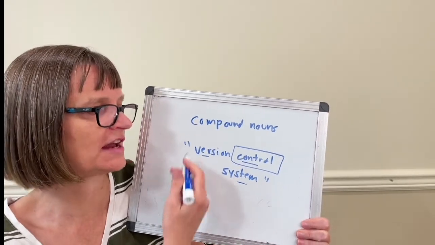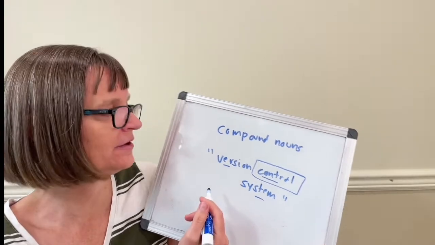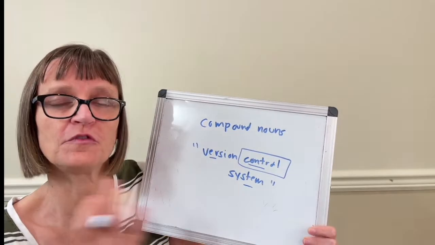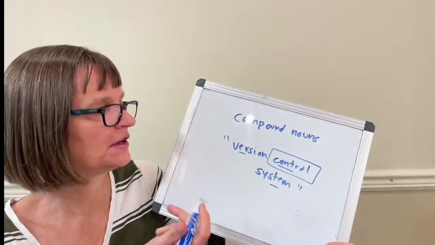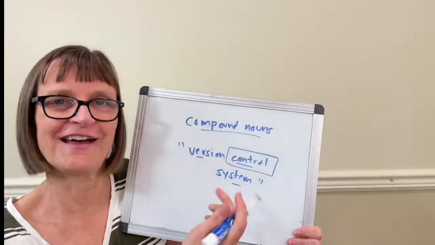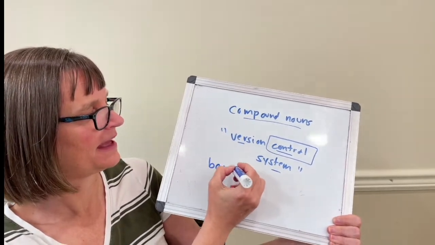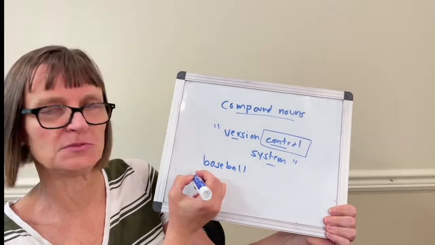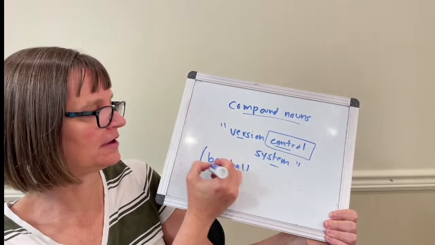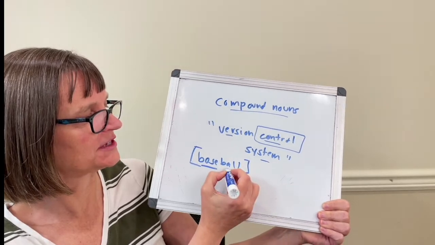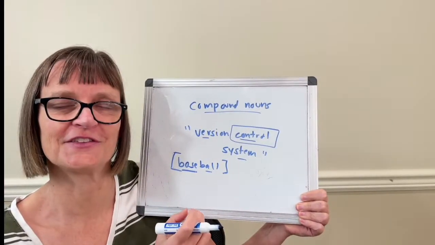So version is kind of a tacked on additional noun. Let me think of another 3-word compound noun. So for 2-word compound nouns, first of all, we have compound nouns where it's one word, right? Like baseball. That's when you take 2 nouns and you put them together to make one new noun. Those are stressed on the first syllable as primary stress, but they have secondary stress on the second syllable.